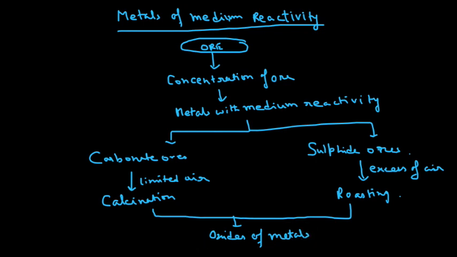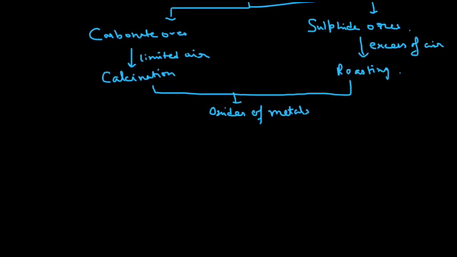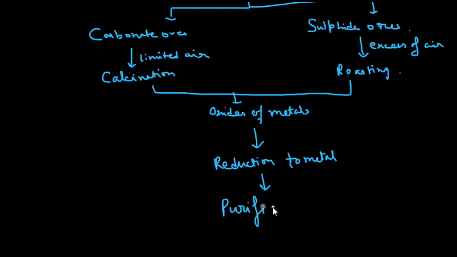Then what we do? After getting oxides of metal, we do reduction to metal. We remove the oxygen. Removal of oxygen is called reduction. And then purification of the metal.